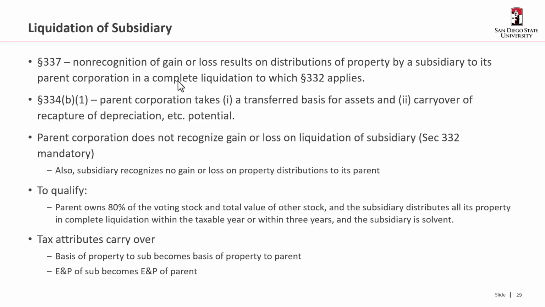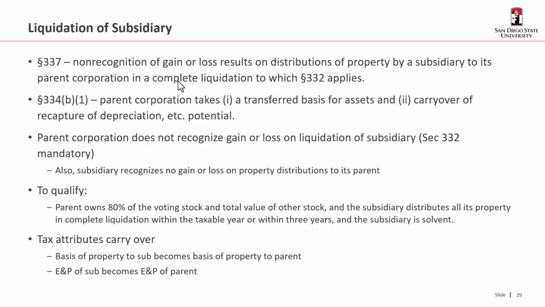So what happens is the parent corporation's basis carries over along with the tax attributes like recapture, depreciation, etc. The parent corporation does not recognize gain or loss on the liquidation of a subsidiary. And the subsidiary recognizes no gain or loss on property distributions to its parent. So this is the exact opposite, if you will, of the liquidation of a corporation to its individual shareholders.